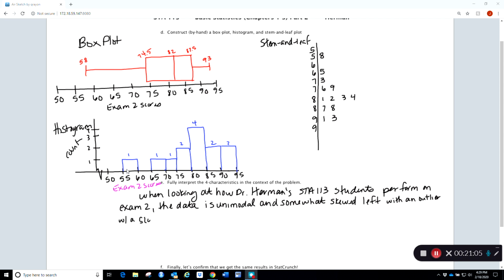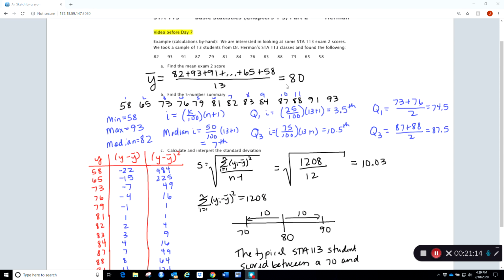So with a score of 58. Next, we're going to our mean and median with those numbers we calculated earlier. So we have our mean of 80 and our median of 82.